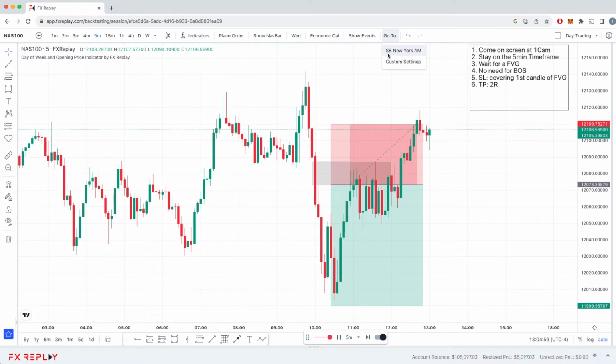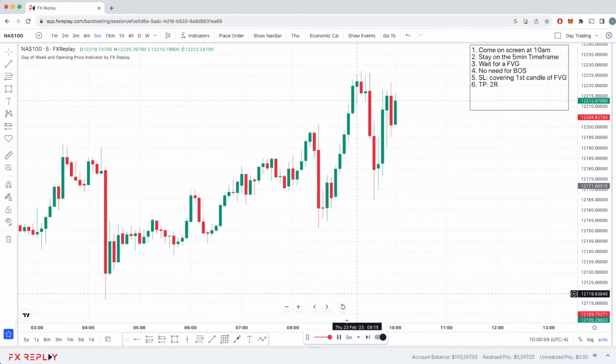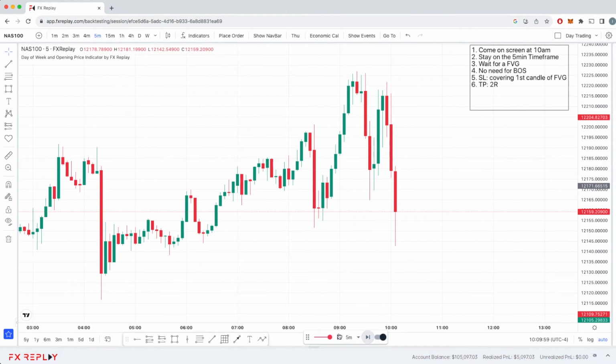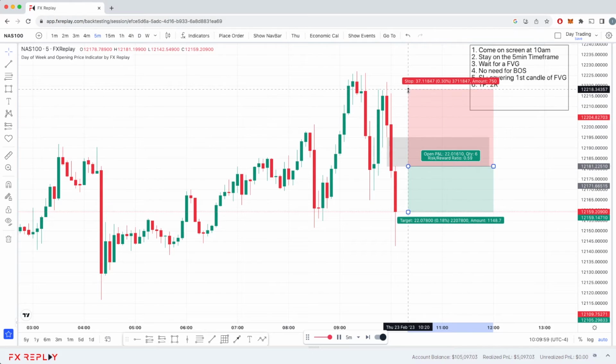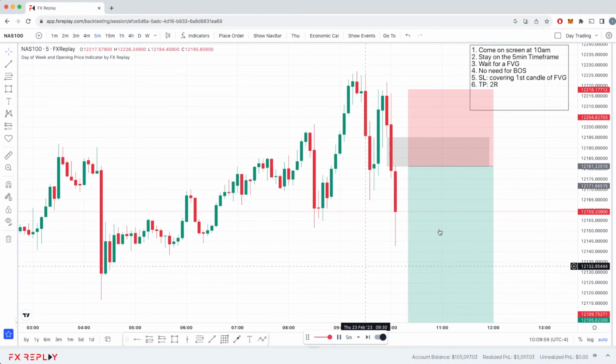Almost at the end of the month. Let's see. Big fair value gap right there. We don't make it too complicated. We just put the entry. 1 to 2.